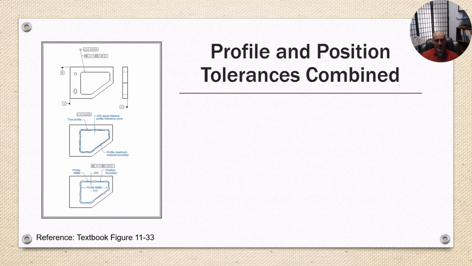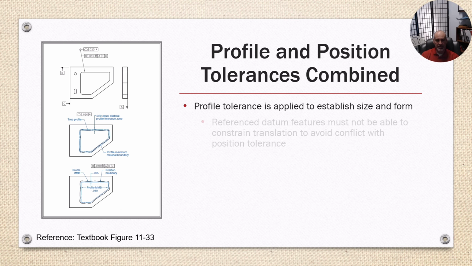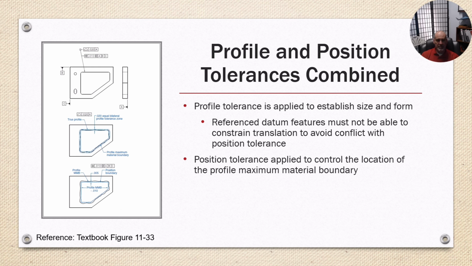Okay, so profile and position tolerances combined. If you want to make it even more complicated here, you can do both. The profile tolerance applied establishes the size and form of the piece, the feature. The reference datum features must not be able to constrain translation to avoid conflict with the position tolerance. And the position tolerance is applied to control the location of the profile at maximum material boundary.